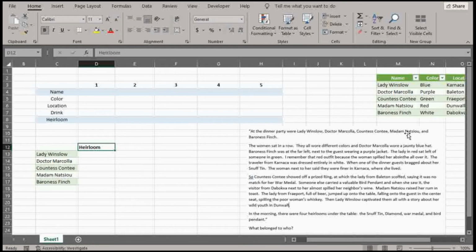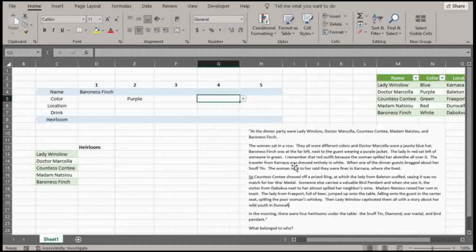So here are all the ladies up top. The women sat in a row. They all wore different colors, and Dr. Marcola wore a jaunty blue hat. Nothing definitive just yet. Baroness Finch was at the far left. Next are the guests wearing a purple jacket. The lady in red sat to the left of someone in green. Okay, so that could be here. Red could be here or here. I remember that red outfit because the woman spilled her absinthe all over it.